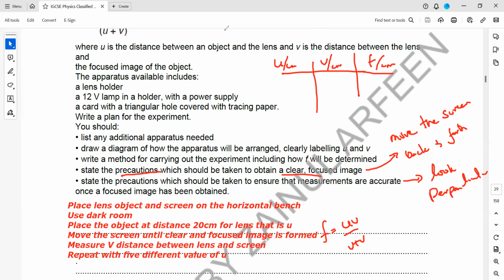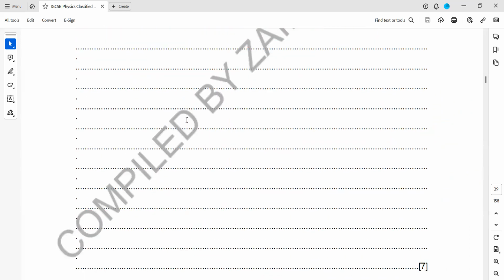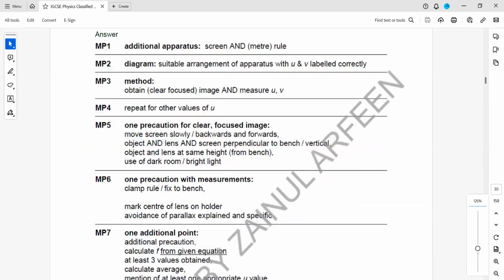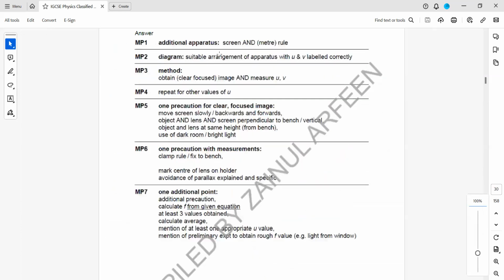I will read the marking scheme points as well, so you will have an idea of the reference. Look at the distribution of the marks. Additional apparatus is the screen and the meter rule. We did not mention the screen, but because I drew it, you will score the mark. The diagram arrangement of apparatus, U and V clearly labelled, obtain a clear focus image, measure U and V, repeat the experiment with other values of U, and one precaution for a focus image.